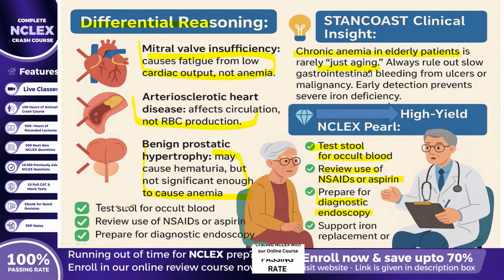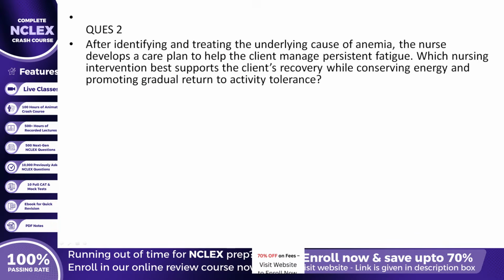Let us now transition into another clinical reasoning question that blends hematology and nursing care planning. After identifying and treating the underlying cause of anemia, the nurse develops a care plan to help the client manage persistent fatigue. The key question here is, which nursing intervention best supports the client's recovery while conserving energy and promoting a gradual return to activity tolerance? Let us review the options carefully.